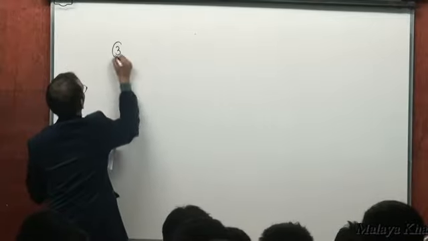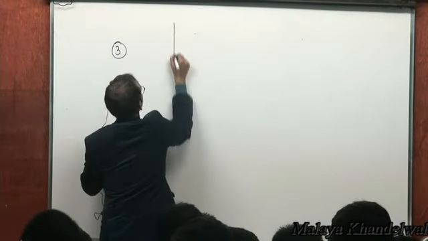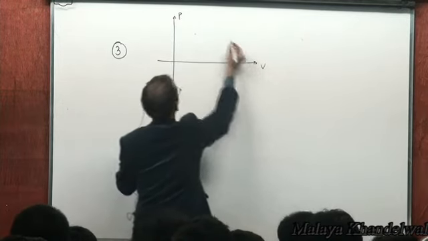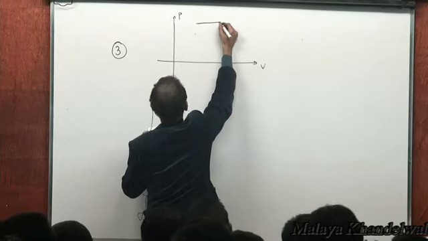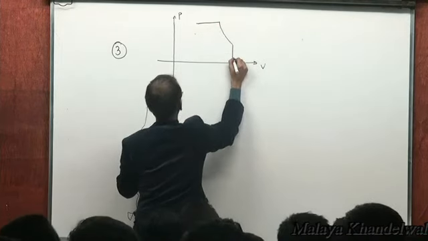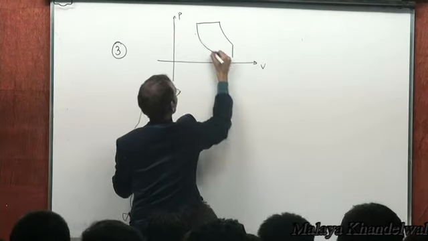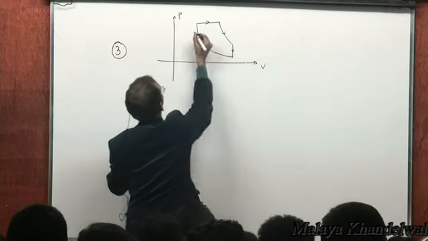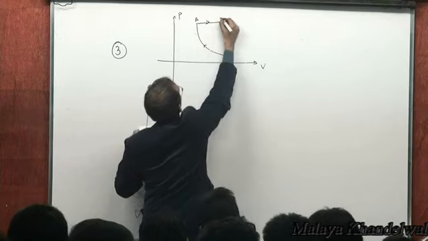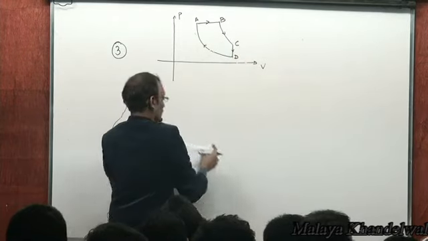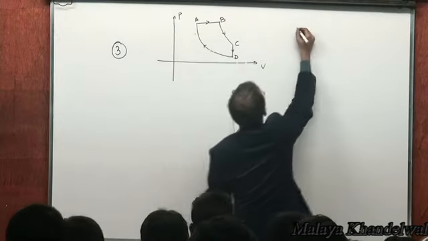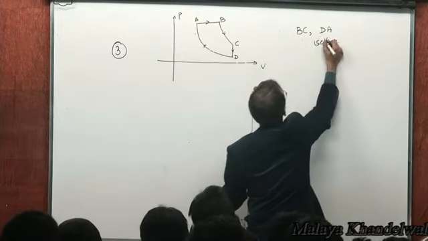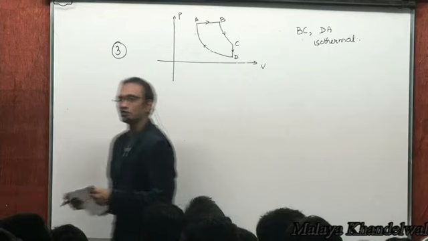Problem 3. We have a process of the following kind: PV. This is a process where BC and DA are isothermal.